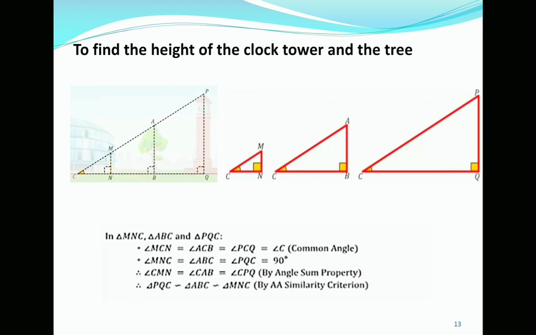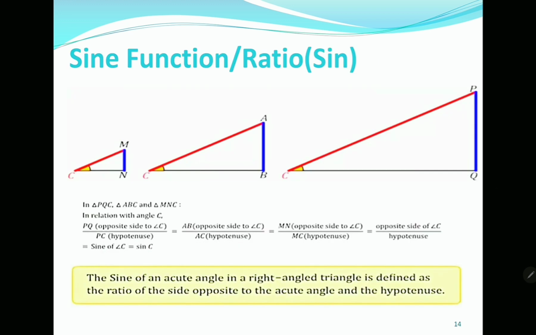Now this is a right angle triangle, and it is used to measure the height of trees, height of towers and all. First trigonometric ratio, sine function. Sine function is the ratio of the perpendicular, the blue line mn, upon the hypotenuse, which is mc. So sine theta is mn upon mc. Similarly, sine c is ab upon ac, pq upon pc.